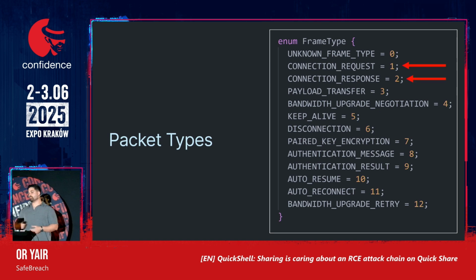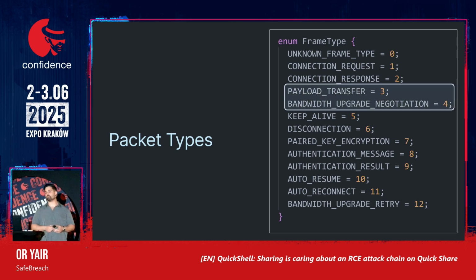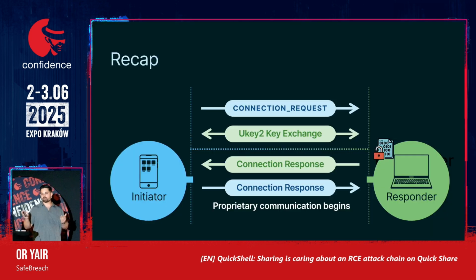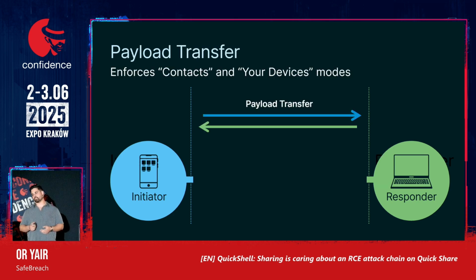These are the packets. So far, we saw the connection request and connection response packets, and from now on, we'll mainly focus on the payload transfer packet and bandwidth upgrade negotiation packets, because these are the ones that Quickshare mainly uses after the initial connection. If you remember, the point where we stopped is just where the connection has been established according to the API's protocol, and Quickshare starts its own implementation.